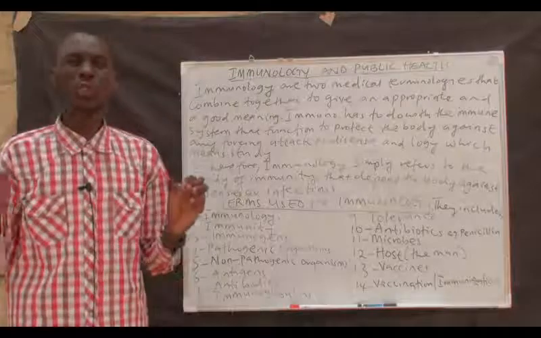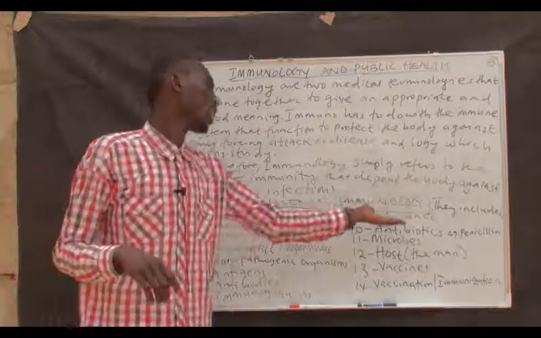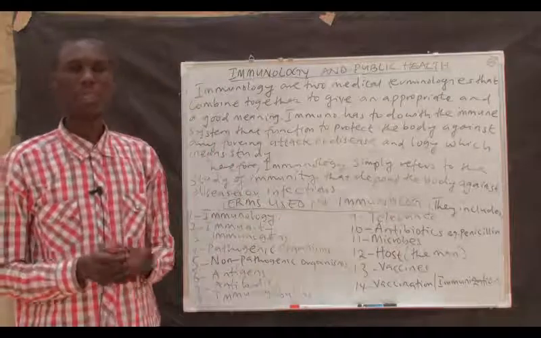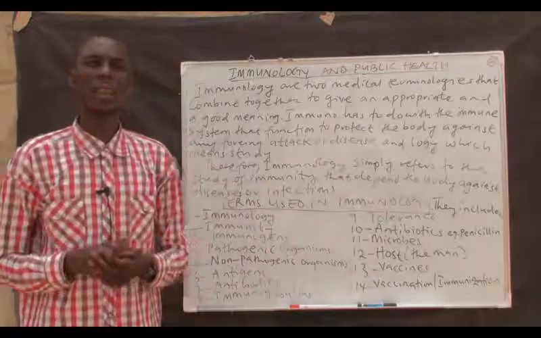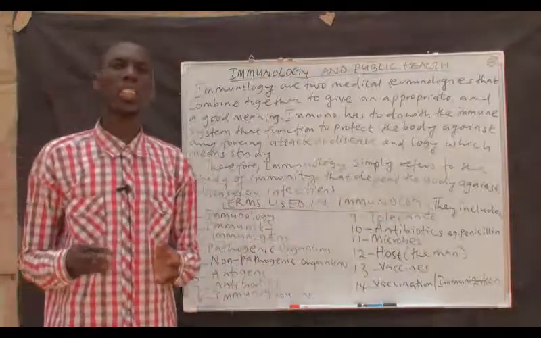Then number 9 is tolerance. Tolerance. This tolerance is one of the factors that determines the dosage of a drug.